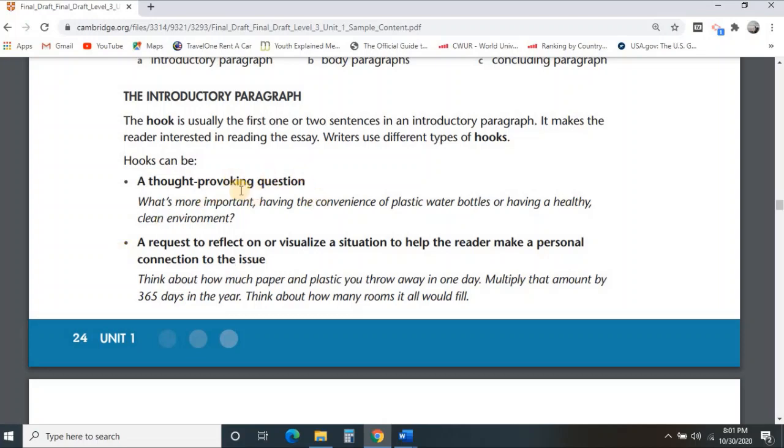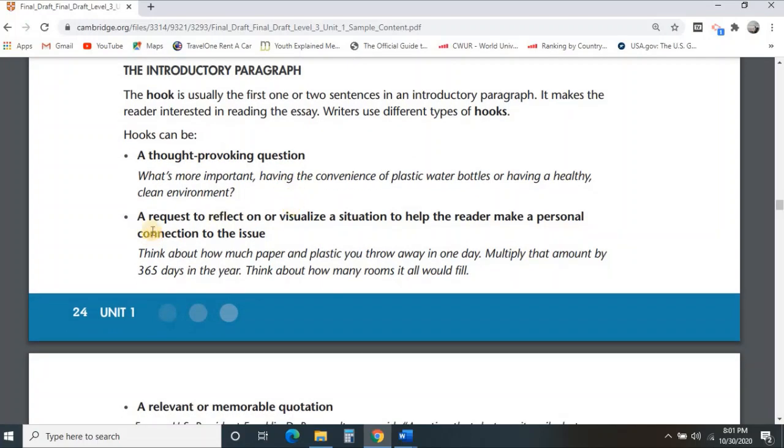So there are different types of hooks. The first type is a thought-provoking question. Example: what's more important, having the convenience of plastic water bottles or having a healthy, clean environment? If you are writing about the environment, you can raise this question at the very beginning to make the reader think deeply over it and keep reading your essay.